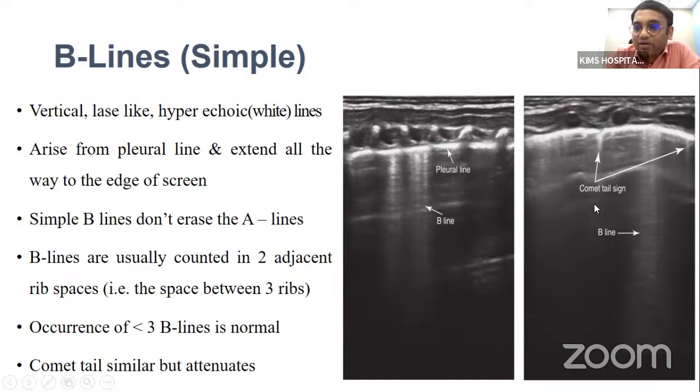Sometimes the B lines may not extend to the edge of the screen. They are just present like comet tail signs. This is also normal. The simple B line is a laser-like hyperechoic white line extending from the pleural surface to the edge of the screen, and it usually has A lines, and the A lines are not completely erased. When you count the B lines in two adjacent rib spaces, that is between three ribs, if the number is less than 3, the occurrence of B lines is normal. And the comet tail is also normal.